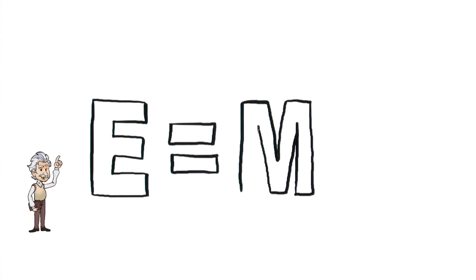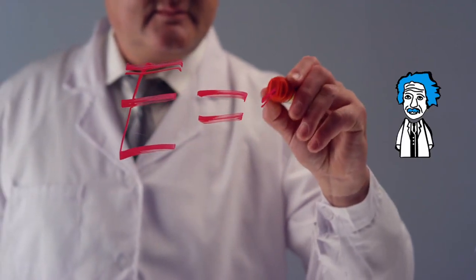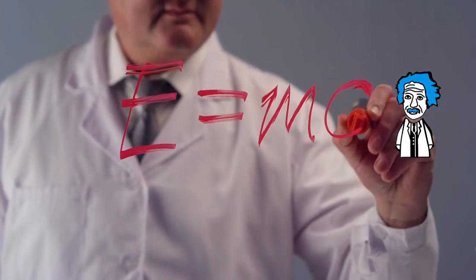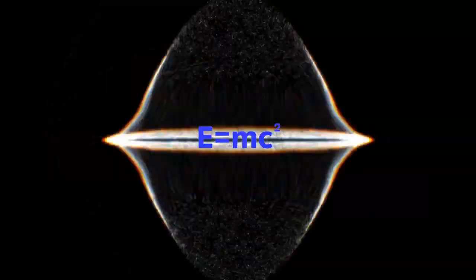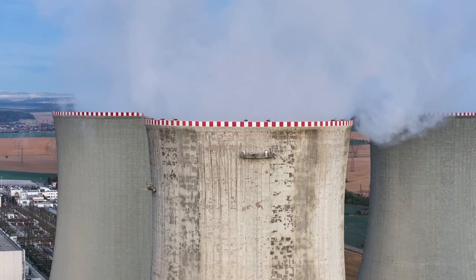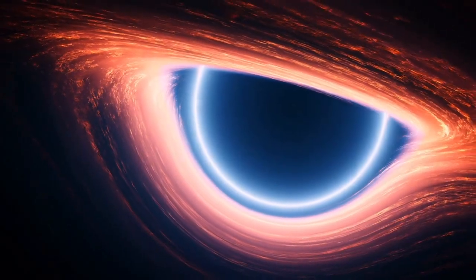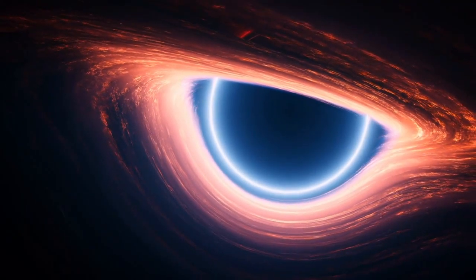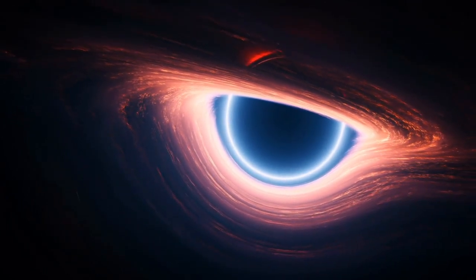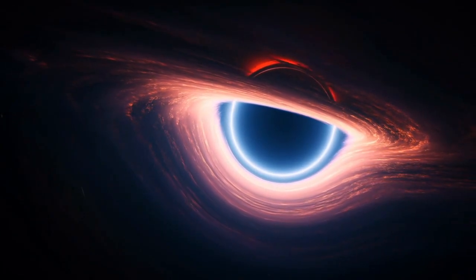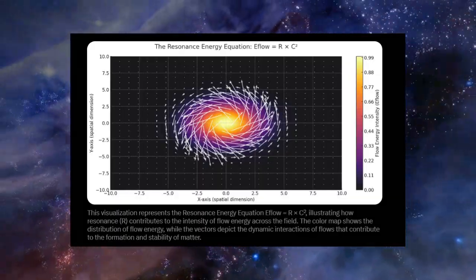We all know Einstein's famous equation, E equals mc squared. It's a cornerstone of modern physics, the key to understanding how mass and energy are interchangeable. It explains how a tiny amount of matter holds an enormous amount of energy, but it doesn't tell us how matter forms in the first place. It tells us how energy can be released from matter, but not how matter comes into existence. What if I told you there was another equation, one that extends Einstein's work, one that explains not just how mass and energy relate, but how the entire universe organizes itself into stable structures? That equation is E-flow equals R times c squared, and it changes everything.